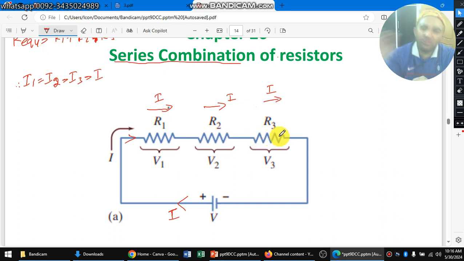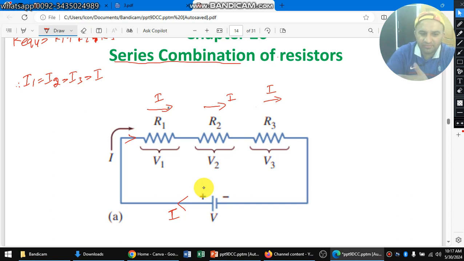But the voltage is dropped differently, because the energy supplied from the positive terminal towards R1 is different from the energy supplied by the battery to resistor R2, since every resistance is different. If the resistance is different, the voltage developed across each resistance is different. Suppose the voltage across R1 is V1, across R2 is V2, and across R3 is V3. The total voltage is divided according to their resistance values. If we add V1, V2 and V3, it gives us the total voltage V.